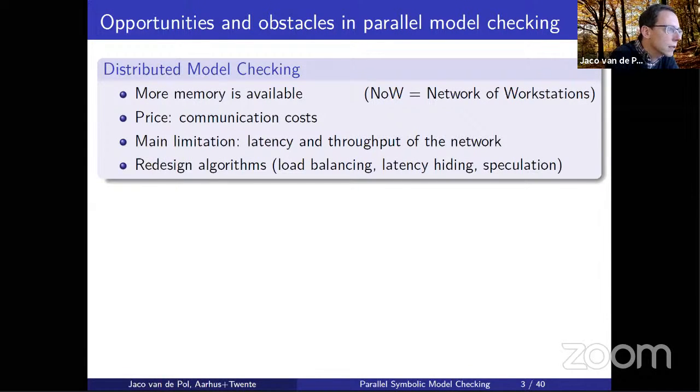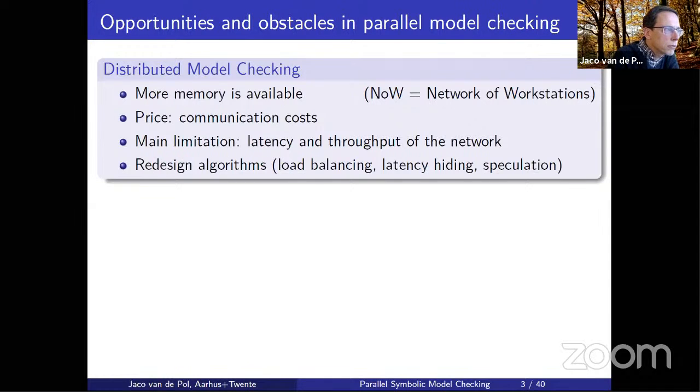So every piece of information that you want to exchange is a message on the network, which could slow down the computation. So the limitation here is really the latency and the throughput of this network. And then if you want to achieve speedups on such a setup, then you have to redesign your algorithms. For instance, you probably need some load balancing. You probably want to hide the latency, so you make your algorithms more asynchronous. And you might even start doing speculative computations because you don't want to wait. So you compute something which you may need or may not need, just in case you will need it.